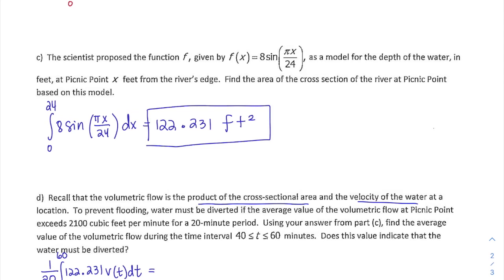And when we do this, type it into your calculator, you get 2,181.913. And this is cubic feet per minute. So we were told in the question that if this average volumetric flow exceeds 2,100 cubic feet per minute, then the water needs to start being diverted to prevent flooding. So the question is, does this value indicate water must be diverted? And the answer is yes. Our volumetric flow here is greater than 2,100, so water must be diverted.